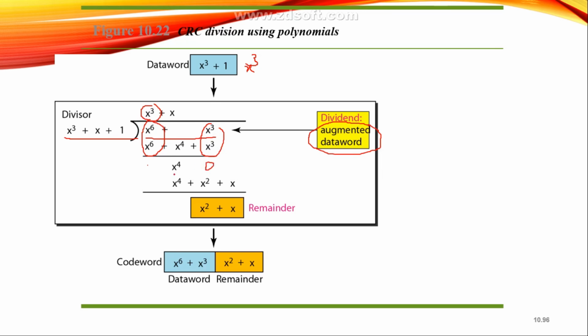Now, by which term do you need to multiply this divisor so that you would get x raised to 4 over here? Definitely plus x. So it would become x raised to 4 plus x square plus x. So this gets cancelled as XORing of these two. What remains is x square plus x. So this is the remainder, and we are going to append this remainder to this one, and what you would get is your code word.